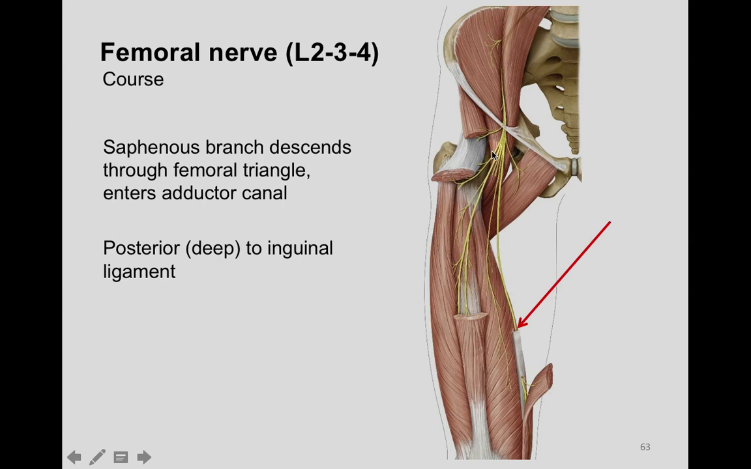Some will also be going to skin as anterior cutaneous nerves, but the saphenous branch is the lone branch that descends through the femoral triangle and enters the adductor canal.